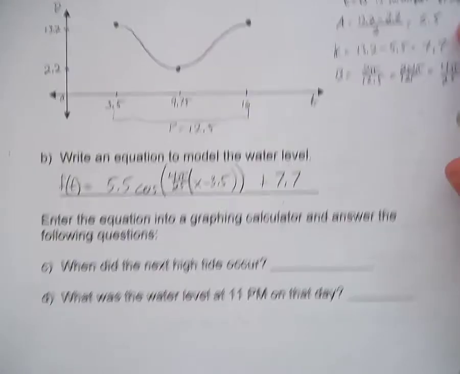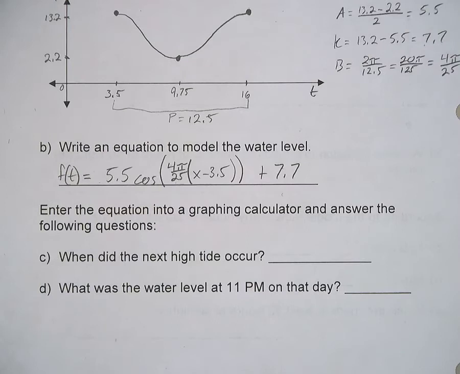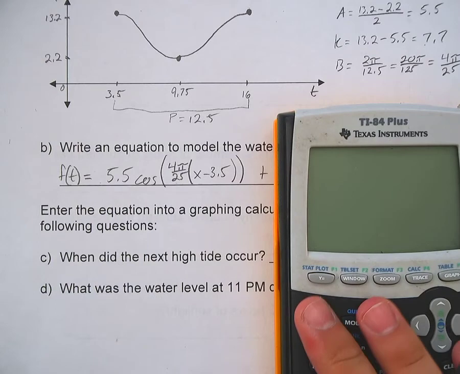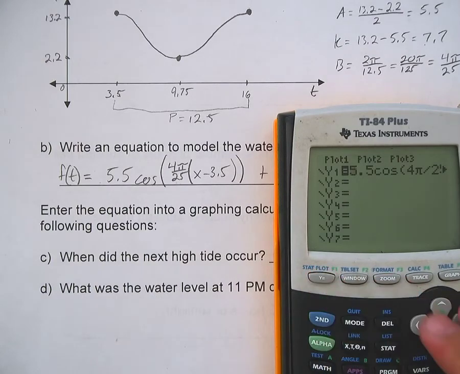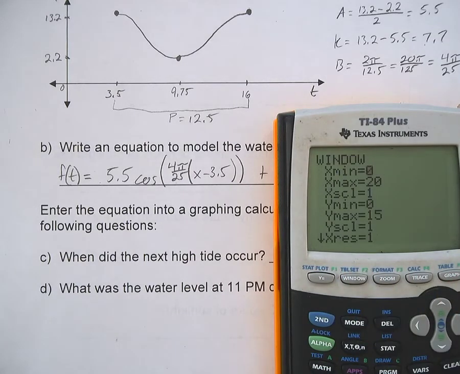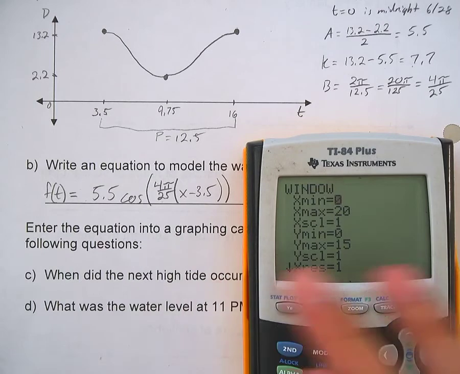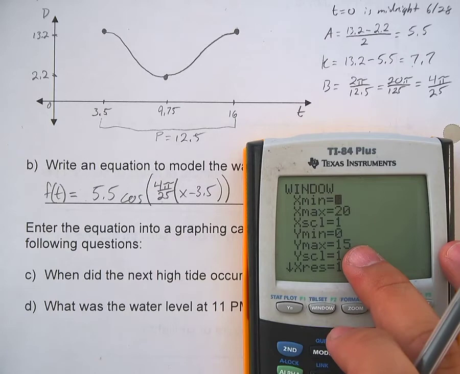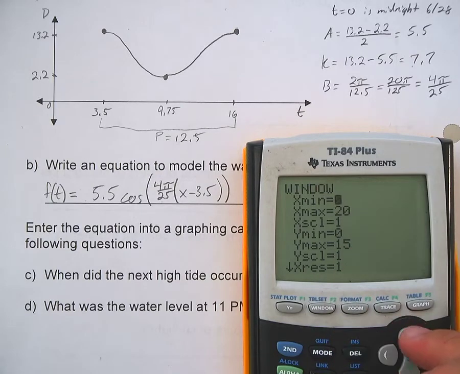Because now it says to enter the equation into a graphing calculator and answer the following questions. Well, I've gone ahead and done that for you here. 5.5 times cosine of 4 pi over 25. See how I've used 2 open parentheses there? Of x minus 3.5, close parentheses, plus 7.7. Now on your window, my x values need to go at least up to 16, so I went to 20 just to make sure I had plenty of room. My y values, I went from 0 to 15, again, just so I have plenty of room.